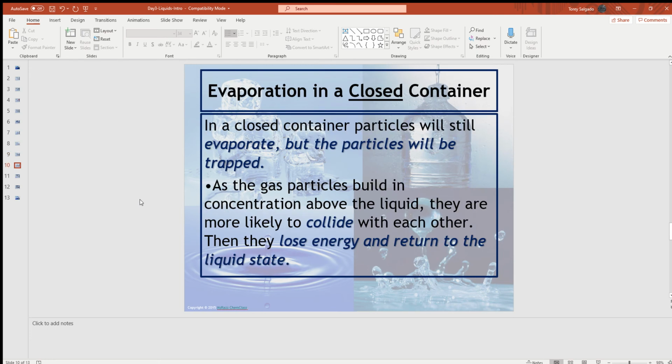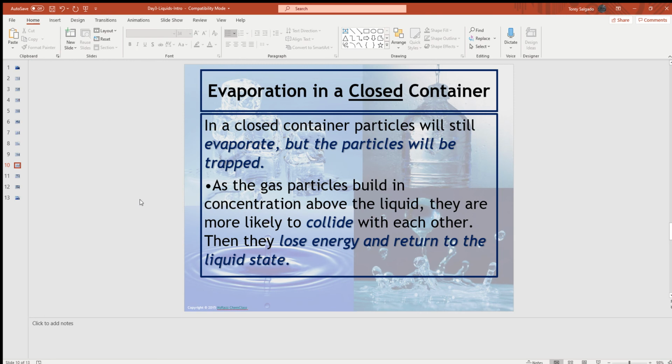So what happens if we want to evaporate something, but it's in a closed container? It's in a container with a lid on it, so there's nowhere for those extra gas particles to escape to. So in a closed container, particles will still evaporate, but the particles will be trapped in there because of the lid. And as the gas particles build in concentration above the liquid, they're more likely to collide with each other. And when they collide with each other, they lose energy and return to the liquid state.